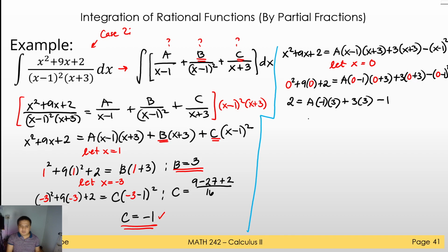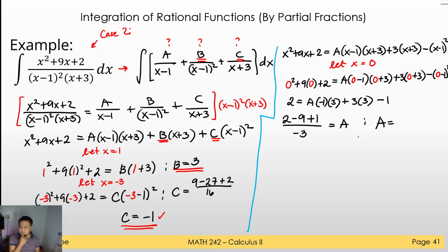So therefore, solving for this, you have 2 minus 9, transposing this, and then negative 1, positive 1, and then all over negative 3 is equal to a. So therefore, a is equal to, you have negative 7 plus 1, so negative 8 over 3.